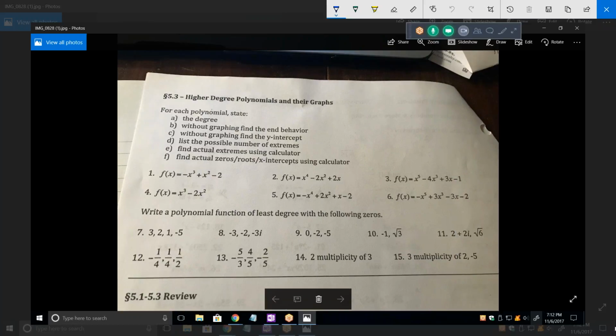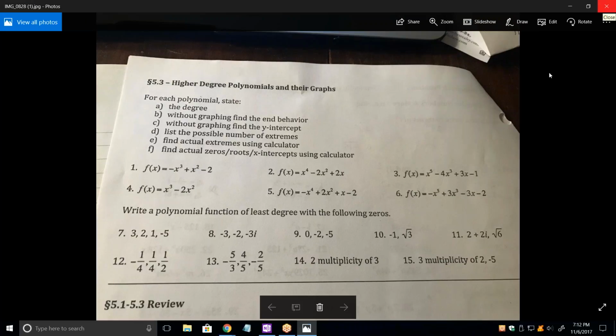So, write a polynomial function of least degree with the following zeros. I'm trying to think if I need my bigger piece of paper for this one. I might. What do we got? 3, 2, 1, minus 5? Yeah. Let me do that. I think that'll be a little bit better. Yeah. 3, 2, 1, minus 5.